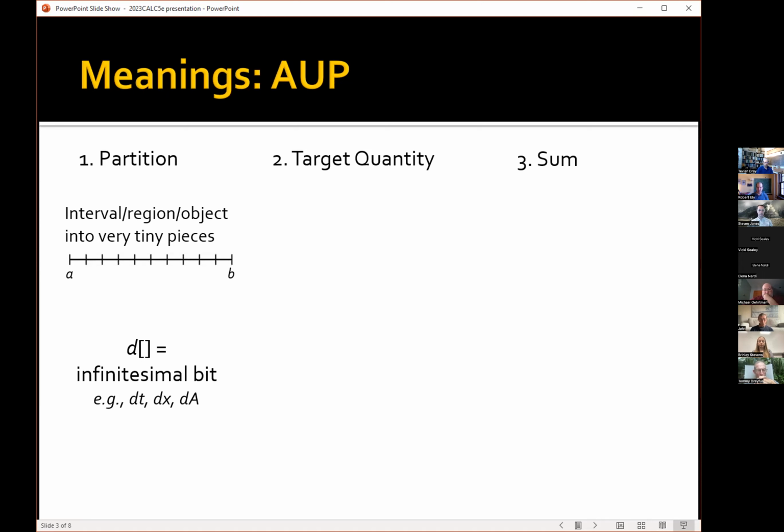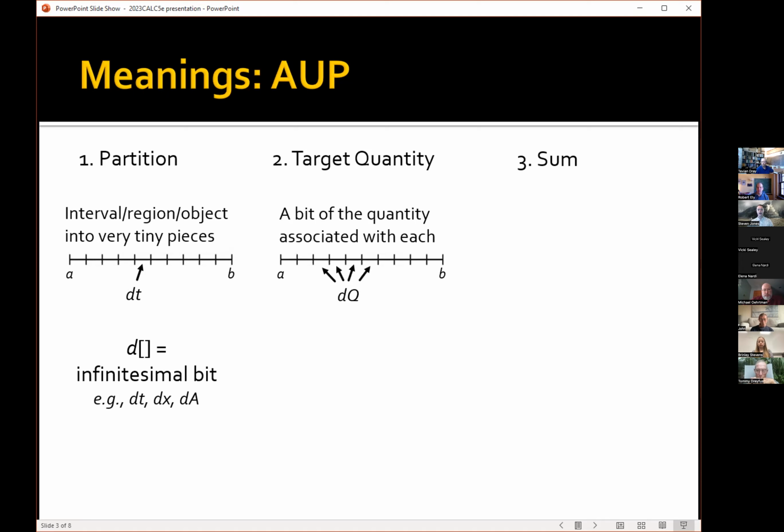So for example, if this interval was a time interval, we would chop it up into these little tiny dt pieces. The next thing is the target quantity within each of these pieces. The quantity that you're interested in, a little bit of it exists in association with each of these pieces. So the idea is to ask, how do we figure out how much little bit of quantity is in each of these little infinitesimal pieces?